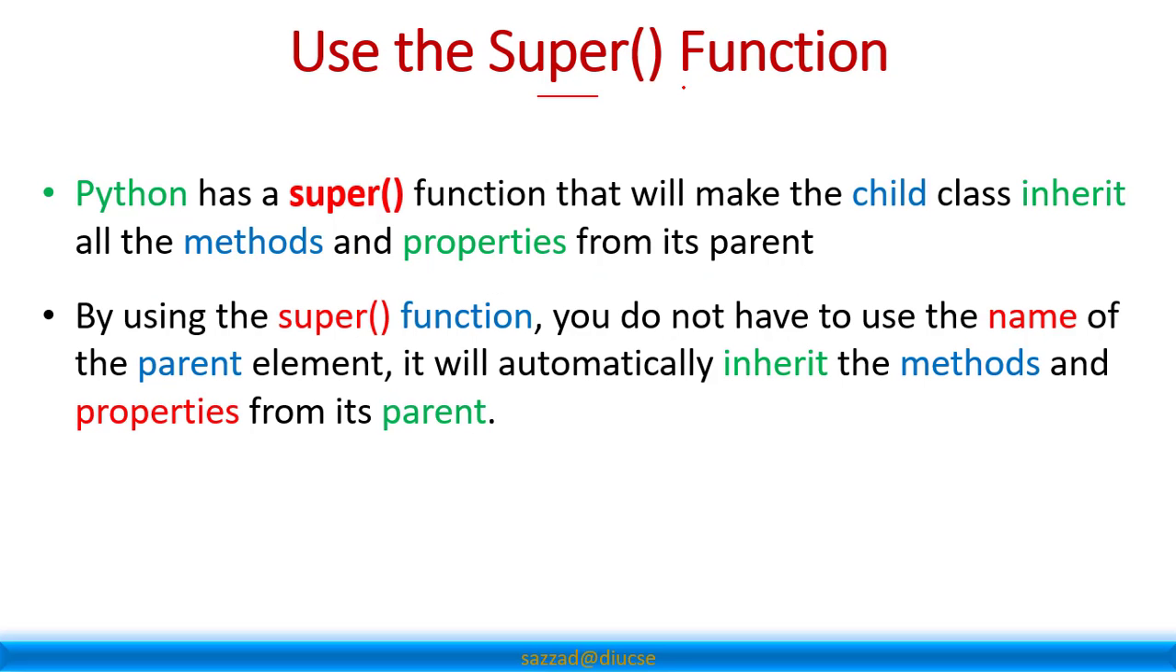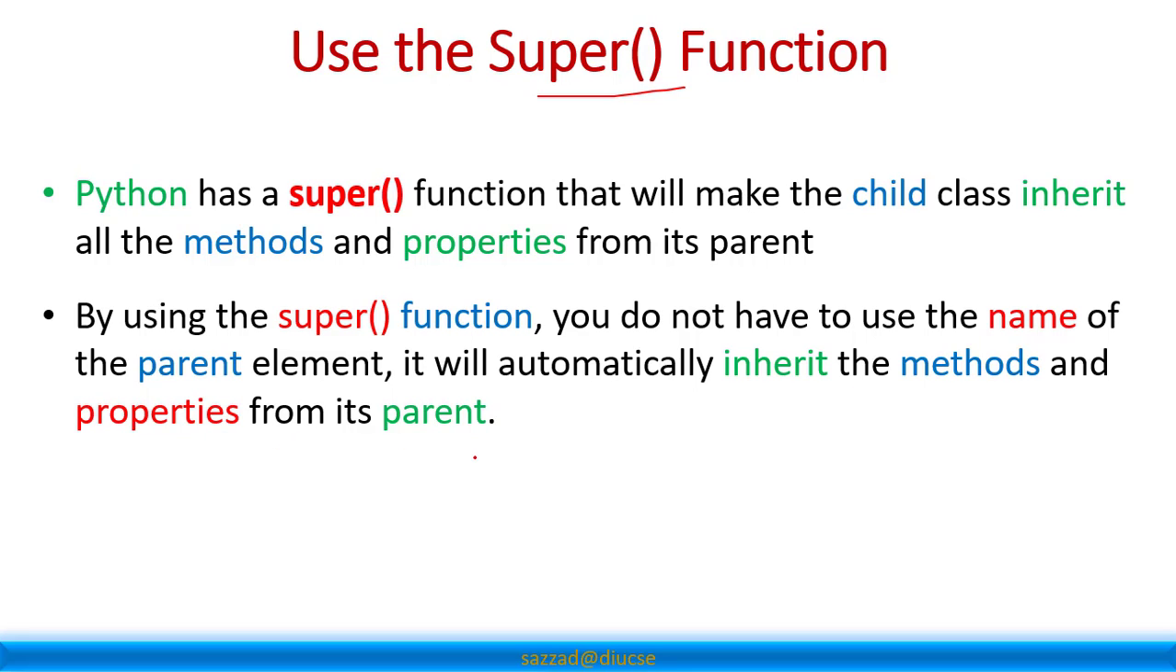Okay, now the super function. Python has a super function that will make the child class inherit all the methods and properties from its parent class. The super function allows a child class to inherit or access all the methods which belong to the parent class. By using the super function, you do not have to use the name of the parent element. We can avoid using the name of the parent class, and it will automatically inherit the methods and properties from its parent class.